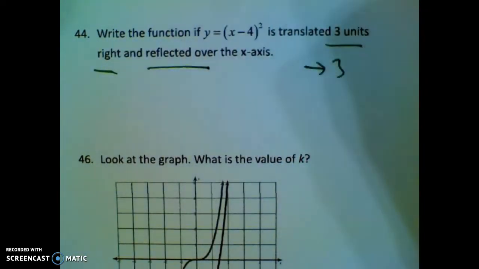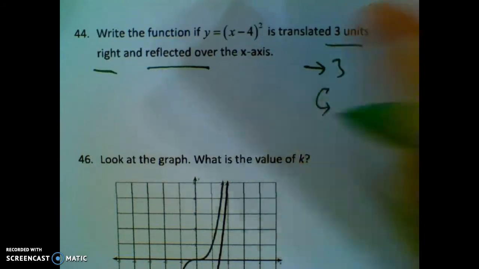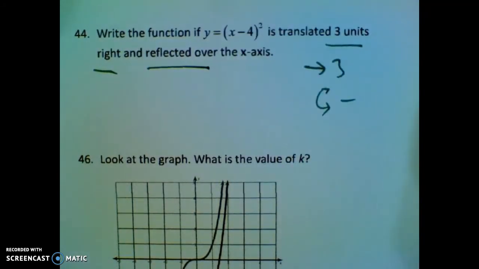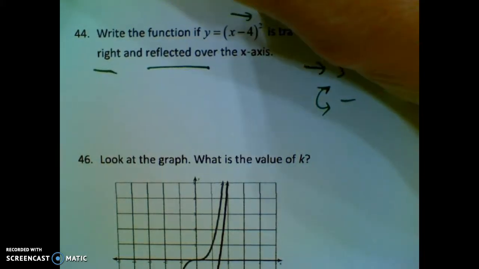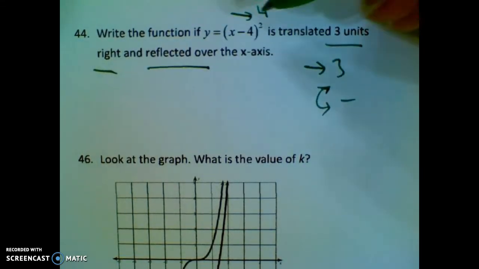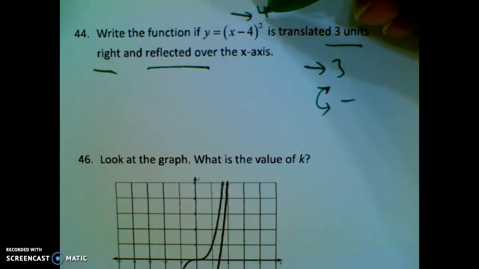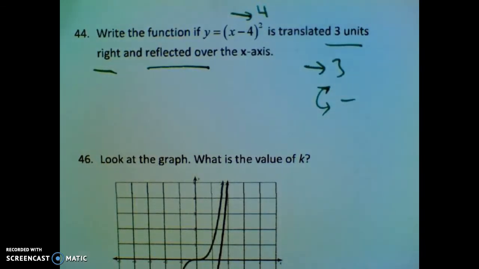Question 44 says write the function if it's translated 3 units right and reflected over the x-axis. Okay, so 3 units right, and then I'm going to reflect this guy over the axis. So I'm going to have to put a negative sign on there. What's already happening to this graph is it's actually already been translated right 4 units. So I think it's easier to think about if it's already right 4 and I'm going right 3 more, I'm going to be right 7.